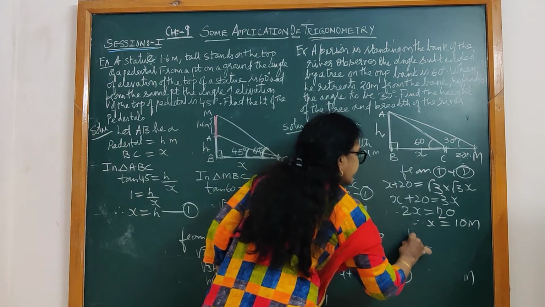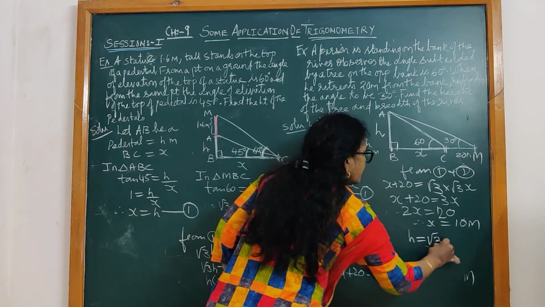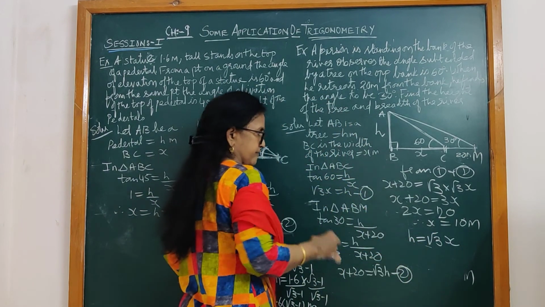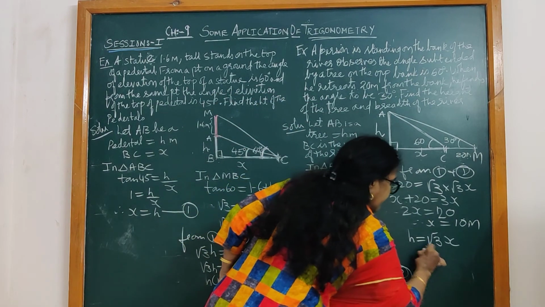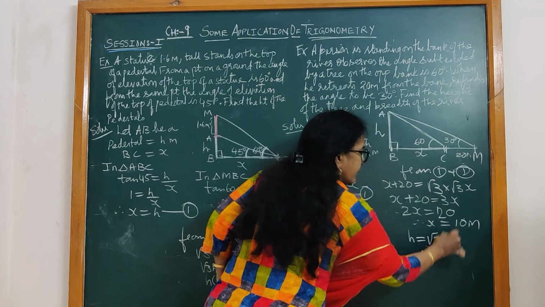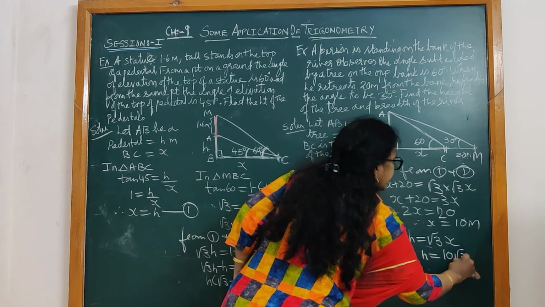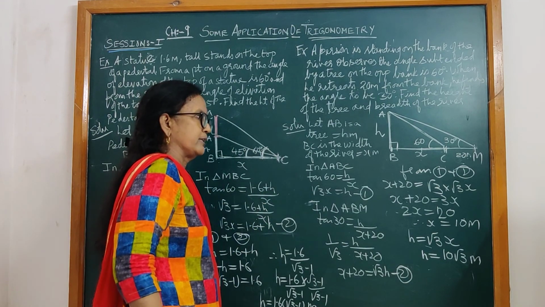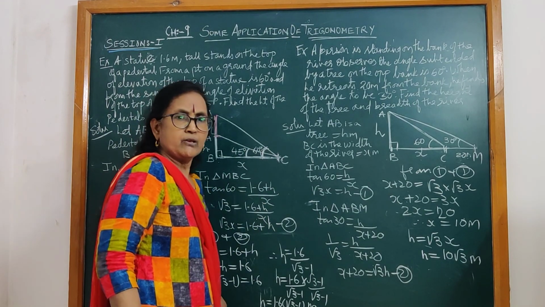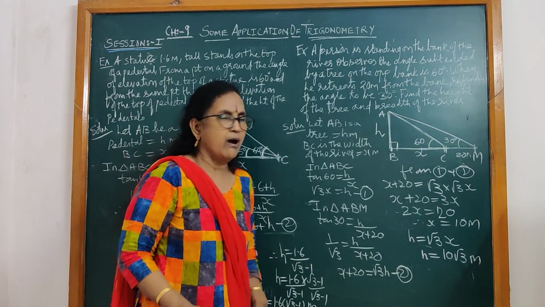Now, height of the tree. Height is equal to root 3x. You can replace the value of x. So you will get h is equal to 10 root 3 meter. So that you will get 10 root 3 meter. So, I think you might have understood it.